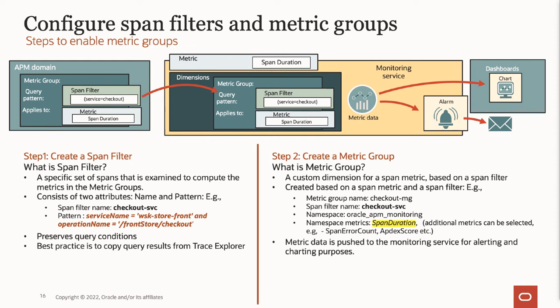Metric group is a custom dimension which can be created in the APM domain page. It is created based on a span filter, so you will need to have a span filter as a prerequisite to create a metric group. Then specify which metrics the filter can be used against. You can specify one or more metrics here. Once the metric group is created, the metric data is pushed to the monitoring service. Next, let's see how that can be done in Oracle Cloud Console page.